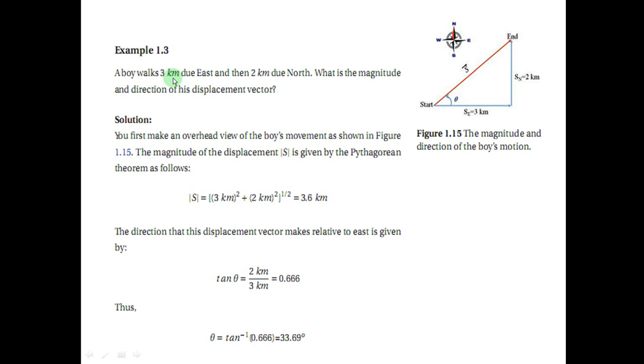A boy walks 3 kilometers due to east, then 2 kilometers due to north. What is the magnitude and the direction of his displacement vector?